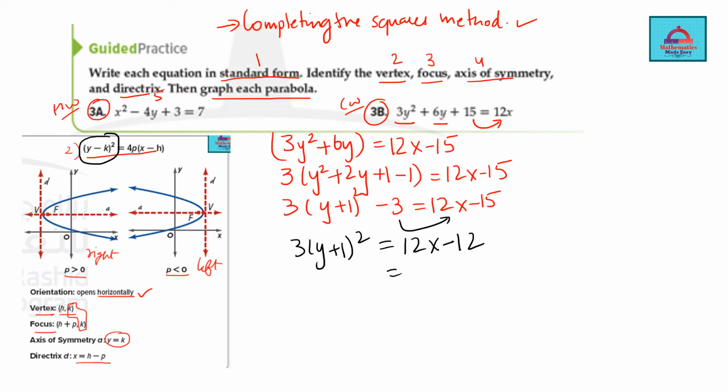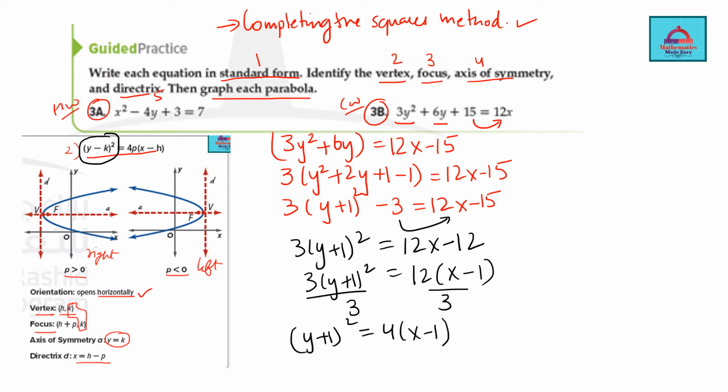So this is 12x. Okay, so here you now take 12 common, so you are left with x minus 1. So 3 times y plus 1 whole square is equal to this. Now we are going to take this 3 to the other side, so divide by 3. So this becomes y plus 1 whole square is equal to 4 times x minus 1. Now compare with standard form. Yes, we have already successfully completed the conversion.